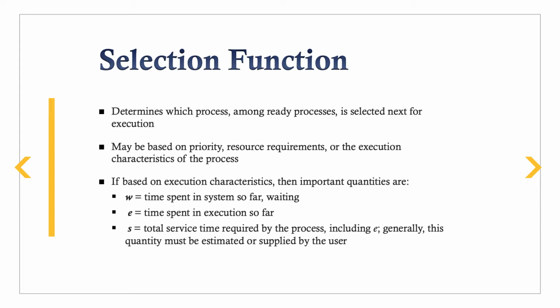So the S is going to go down as the thing spends time in execution. Now, generally, this is going to have to either be estimated, right? If we've got some kind of profiling thing going on that can estimate how long a process will take, that can be applied, or it would have to be supplied by the user. But we have to figure that out and attach that to the process in some way before we can use it as part of our selection function.